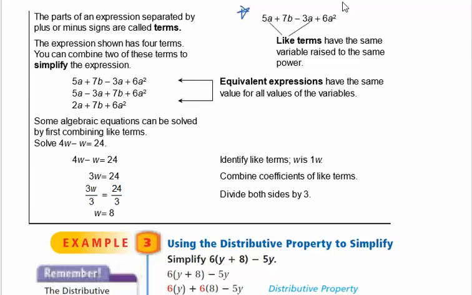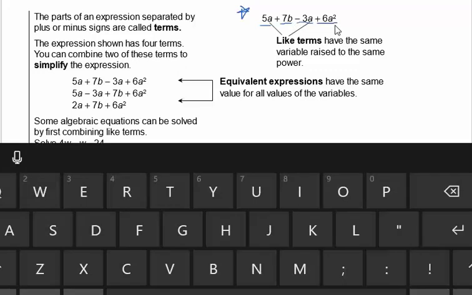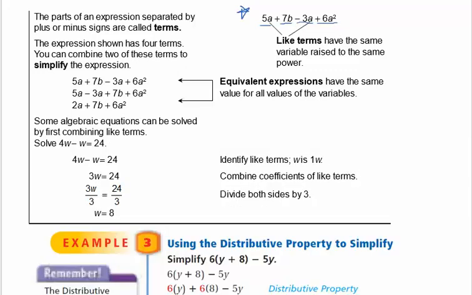If you're asked to simplify an expression, there's some things you need to know. These are all terms. 5a is a term, plus 7b is a term, minus 3a is a term, plus 6a squared is a term. Terms are separated by plus or minus signs. So you can count how many terms it has. You can rewrite this with the terms in a different order. But the number in front of the variable stays with it, and the sign in front of a term goes with it. So this is a plus 7b, this is a minus 3a.